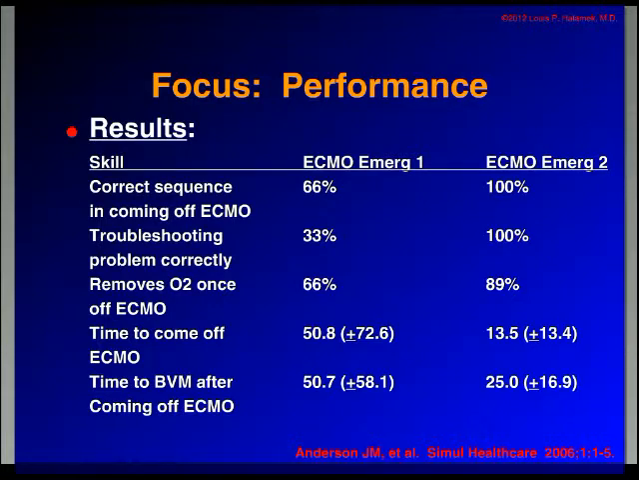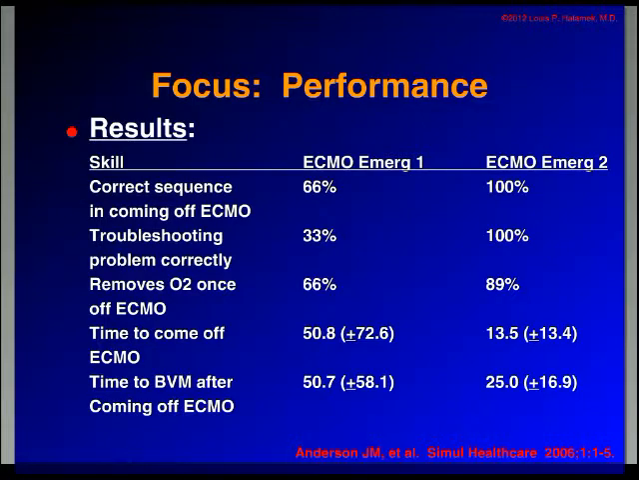We thought it was actually also very helpful to look at the amount of time it takes to come off of ECMO when there is a circuit emergency and actually begin to resuscitate the patient off of ECMO. And so the time to actually come off of ECMO, if we looked at the first emergency, it took the teams almost a minute. And in some instances, quite a bit longer than that to actually decide to come off of ECMO and begin to resuscitate the patient, whereas that time was reduced to about 13.5 seconds in the second emergency.